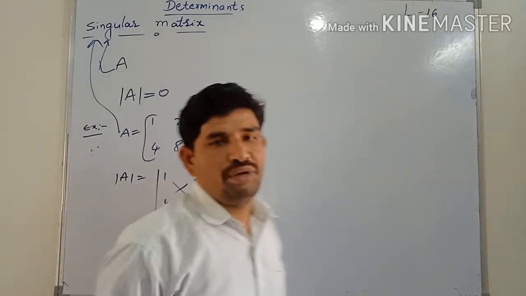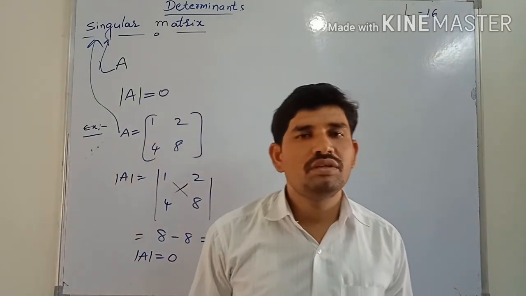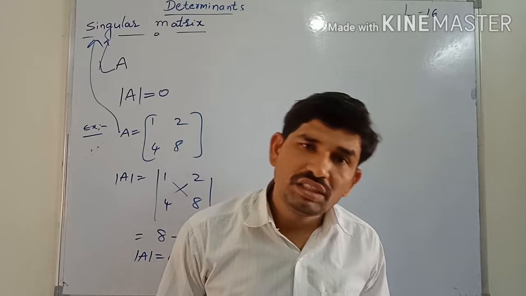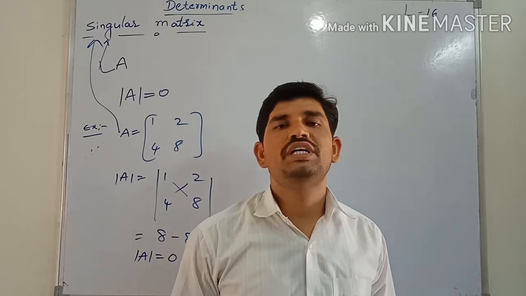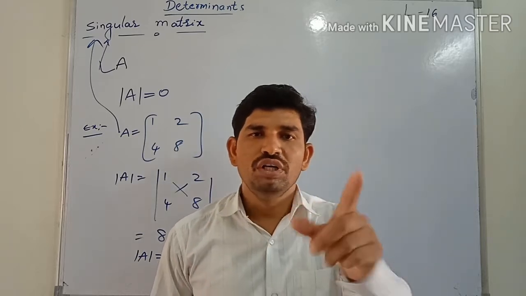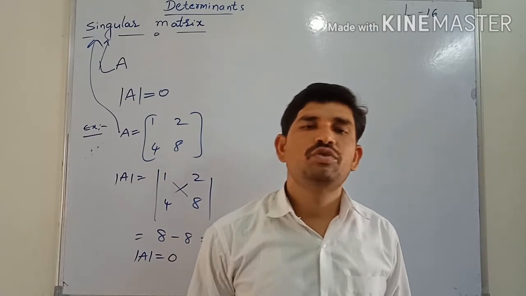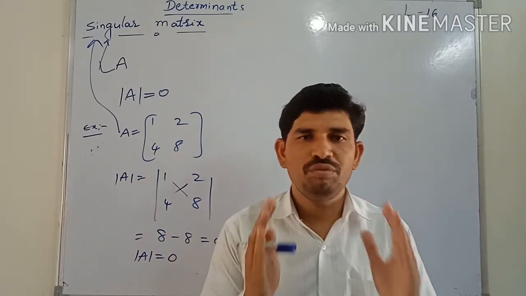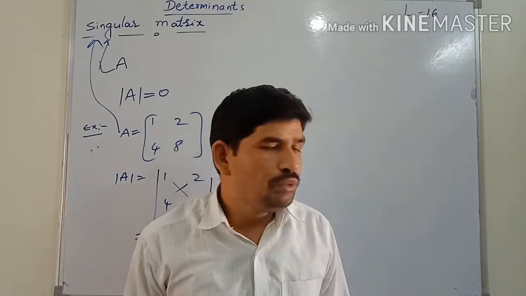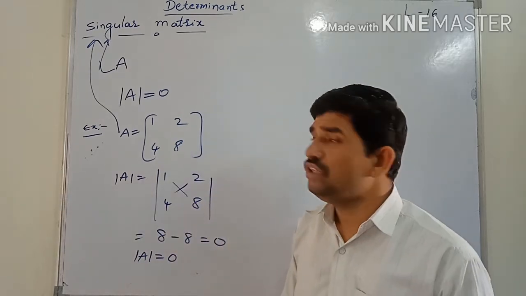a singular matrix. What is the definition of a singular matrix? A square matrix is said to be singular if the determinant of that matrix is equal to 0, then that matrix is called a singular matrix. That's all. It is a very simple, short and sweet definition of the singular matrix.